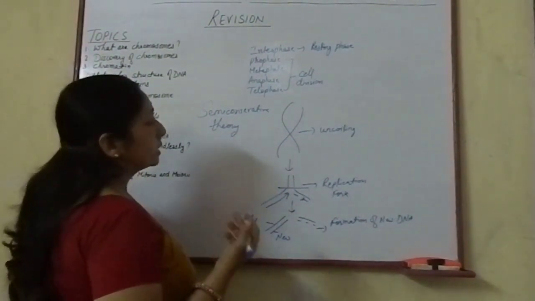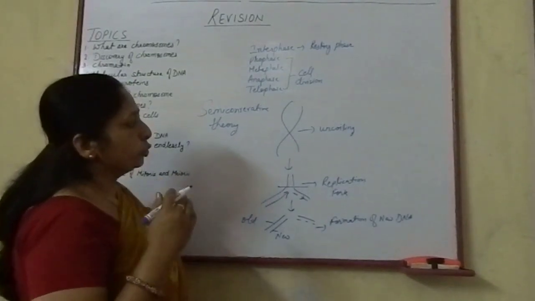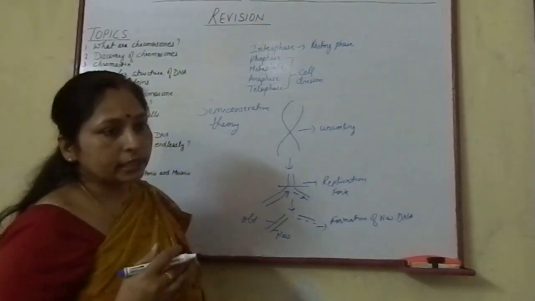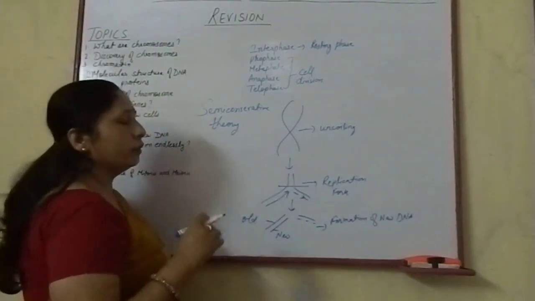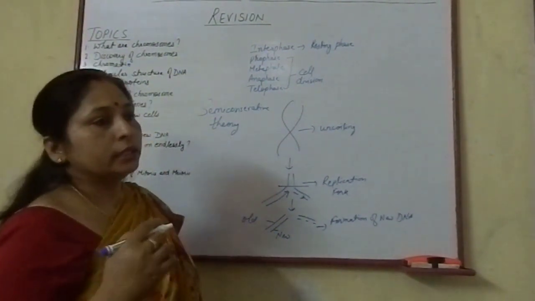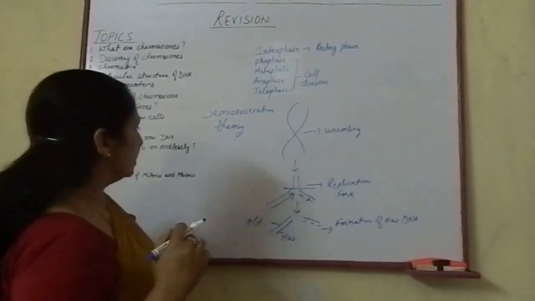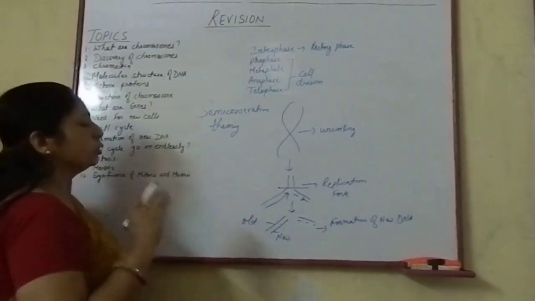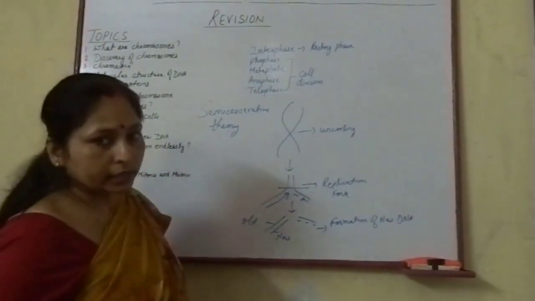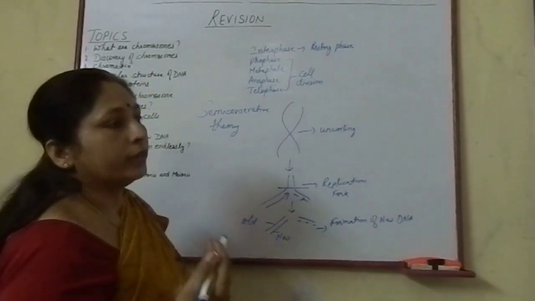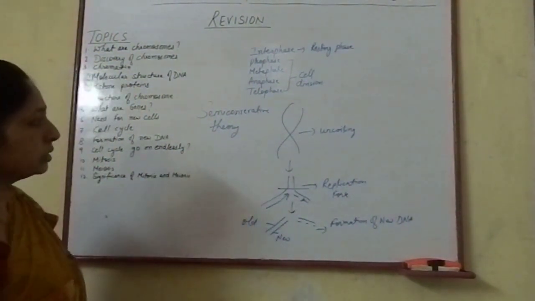Then some cells, like cells of the skin, divide continuously to remove the dead cells which are formed during the wear and tear process, or for the repairing of cells. The division process in skin goes on continuously or endlessly. So every cell is not dividing continuously. Some cells divide once in a year, some cells divide continuously. Then mitosis and meiosis.